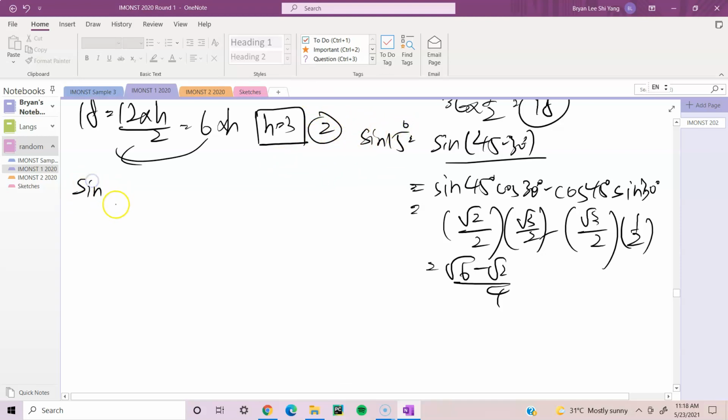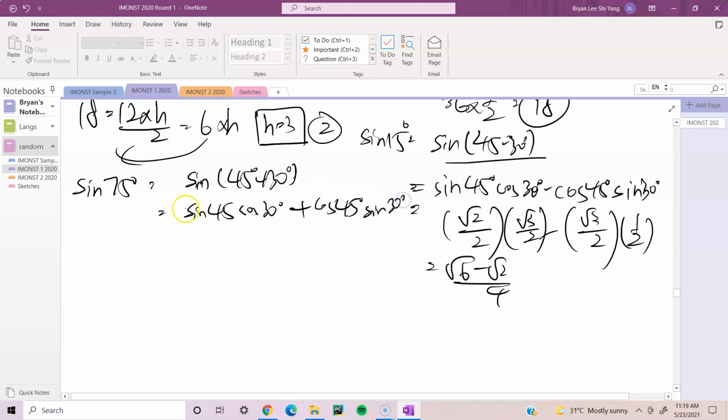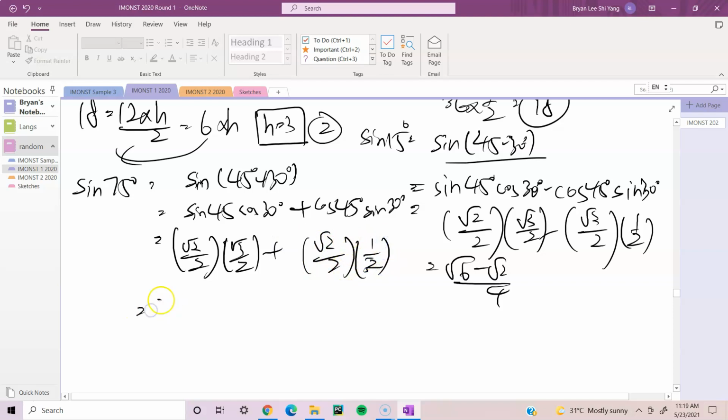Now, for sine 75, we would have sine of 45 plus 30, which again are both special angles. So we have sine 45 cos 30 plus cos 45 sine 30, which gives us root 2 over 2 times root 3 over 2 plus root 2 over 2 times a half. We will have root 6 plus root 2 over 4. So now we know these already, right?